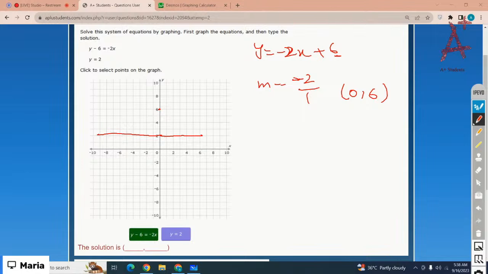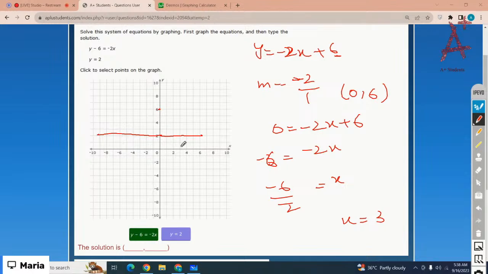Let's just calculate the x-intercept, right? For x-intercept, we're going to put y equals 0 in this equation. It would be then 0 equals negative 2x plus 6. Negative 2x equals negative 6. So x equals negative 6 over negative 2. So x equals 3. The x-intercept is here on this side.